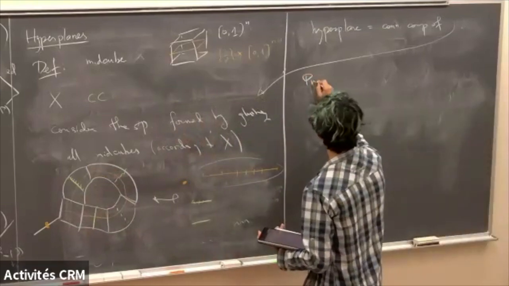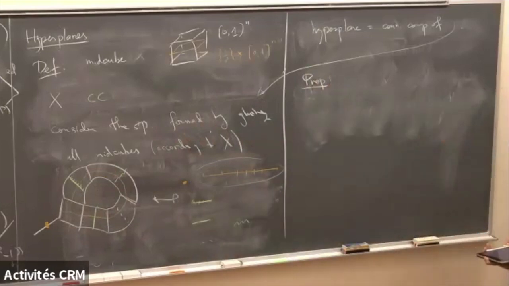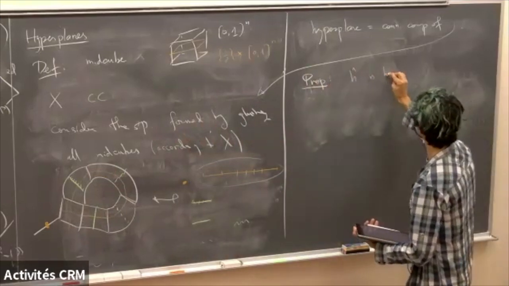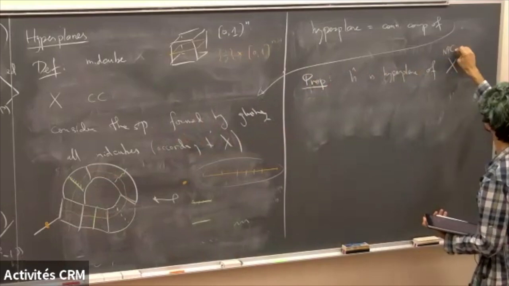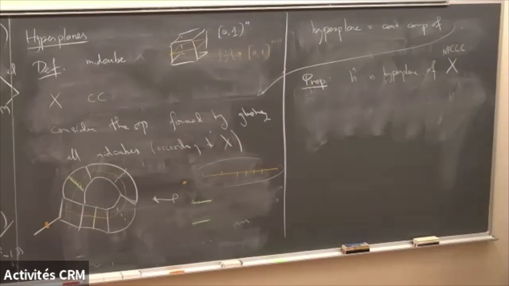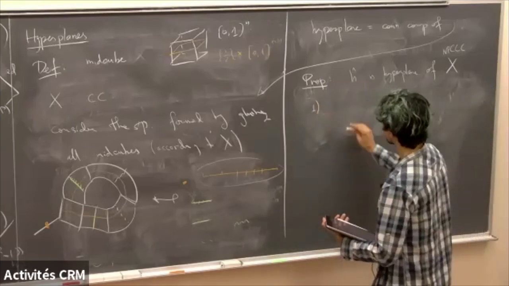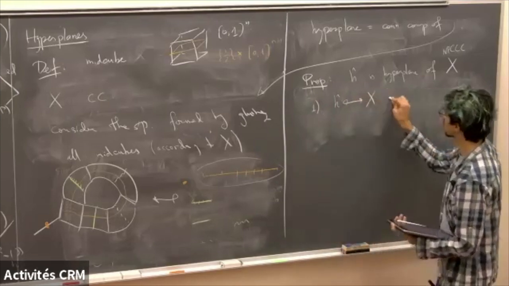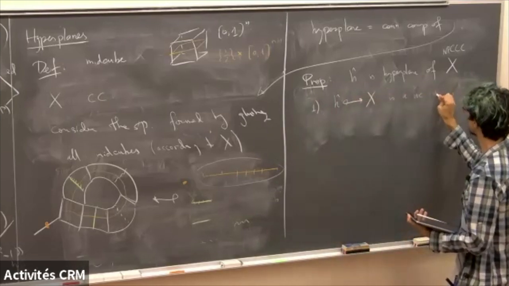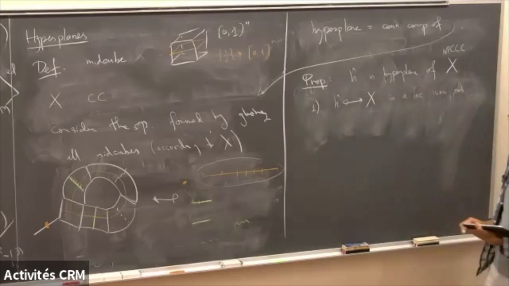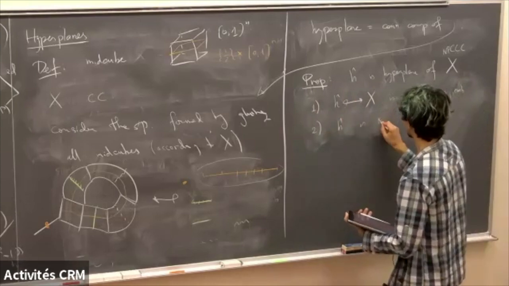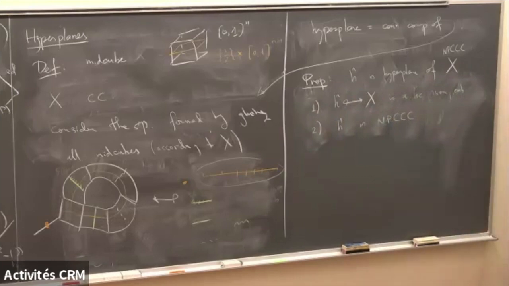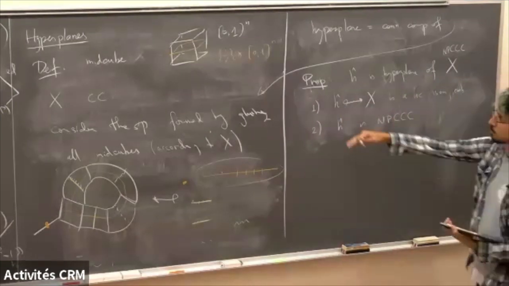And here's why they're so wonderful. If H hat is a hyperplane of my non-positively curved cube complex, then this map is a local isometric embedding. That's great. We already heard this. This will mean, by the way, that this H hat is itself a non-positively curved cube complex. Note that mid-cubes are cubes.